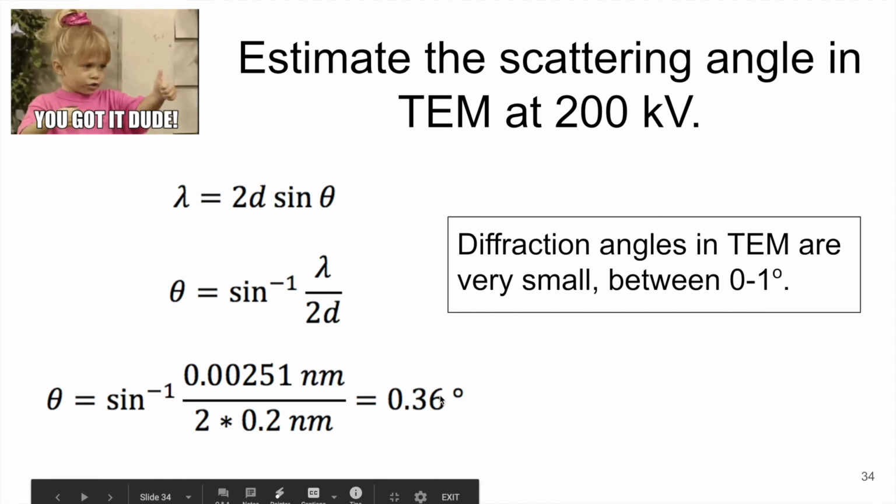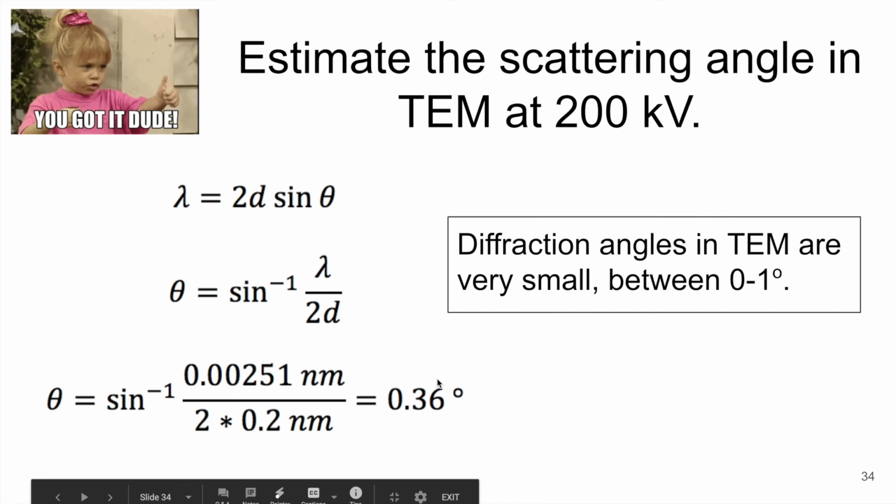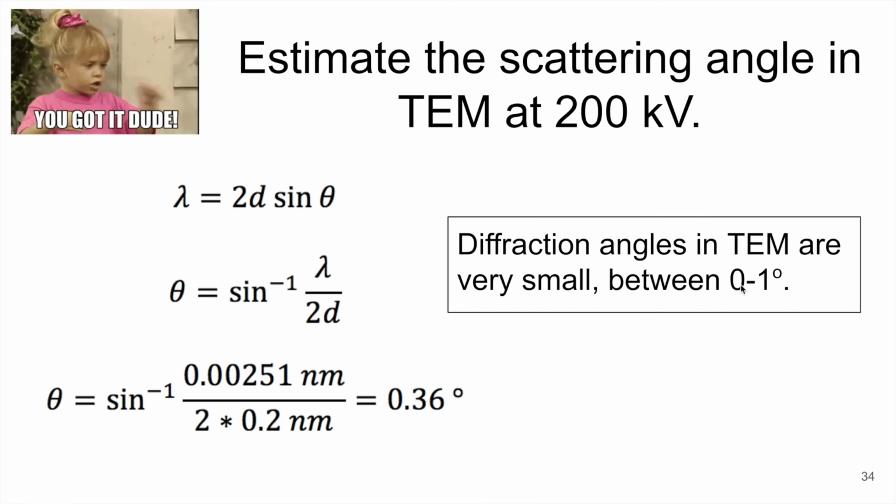This is important, and I wanted you to have a reference point here, because when we did XRD with those wavelengths and d-spacings, the predominant scattering angles that we saw were in the range of 10 to 100 degrees. Here, the angles are much smaller, right? This is indicative of the diffraction angles in TEM being very small. When I say small, we're talking about on the order of 0 to 1 degrees. So we're not talking about these huge scattering angles. We're talking about very subtle ones.